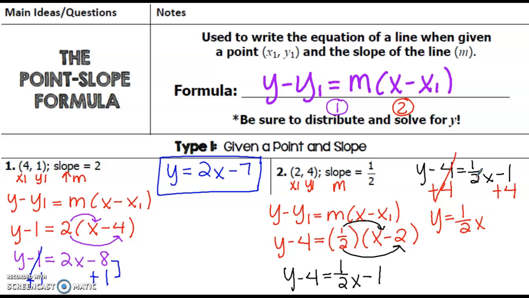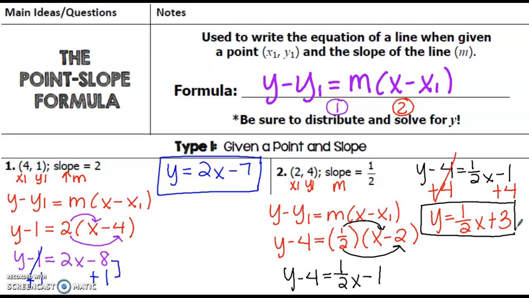Remember, I cannot combine those two. Those are not like terms. I can't add those two numbers together. And then -1 plus 4, that actually ends up being a +3, and we are done.